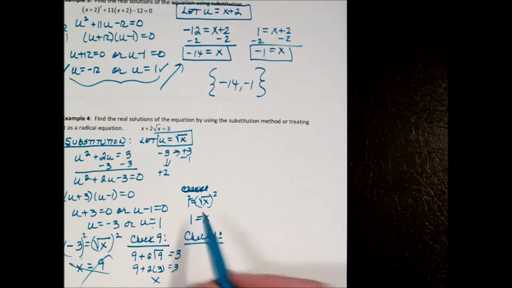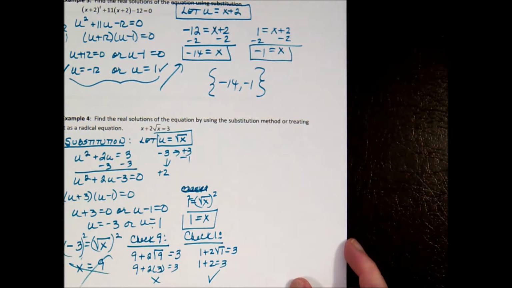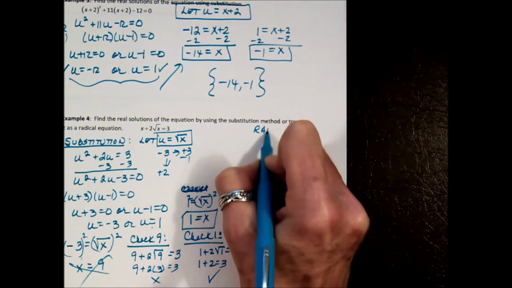So to check 1, is 1 plus 2 times the square root of 1 equal to 3? Is 1 plus 2 equal to 3? Yes, it is. So we only got one solution. That was kind of a hard way to do that problem. So let's treat it as a radical equation instead.